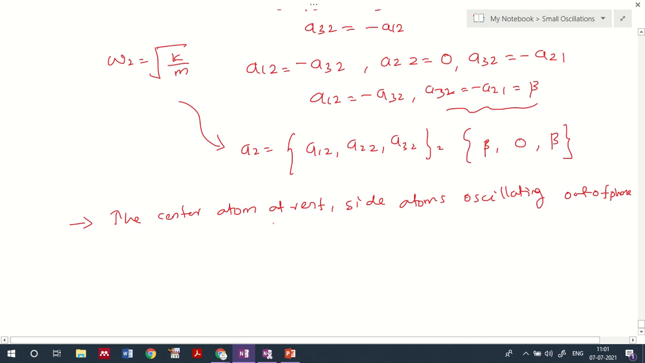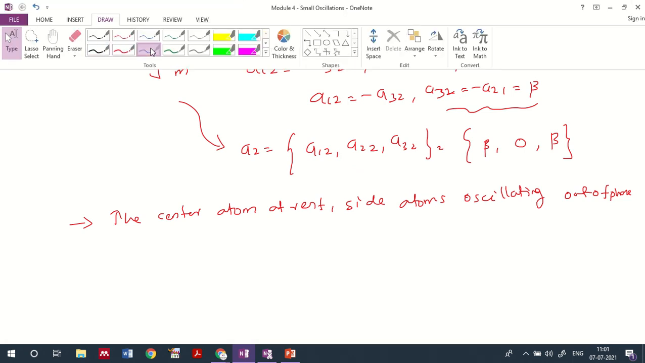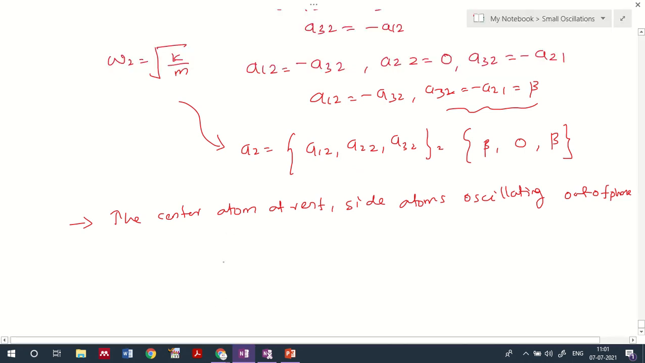And then if you just represent this figure, what will the corresponding representation be? So one will be in the opposite direction. So I can just represent it like this, because yesterday in the last class we have seen that out of phase means an asymmetric mode representation.